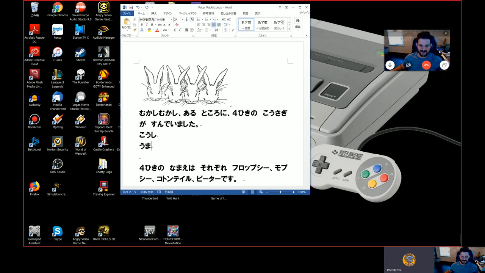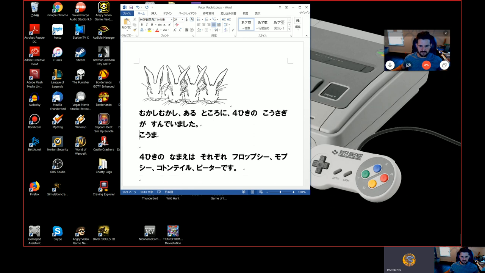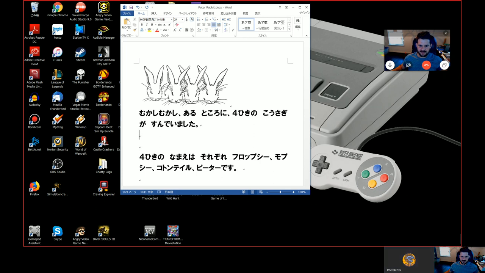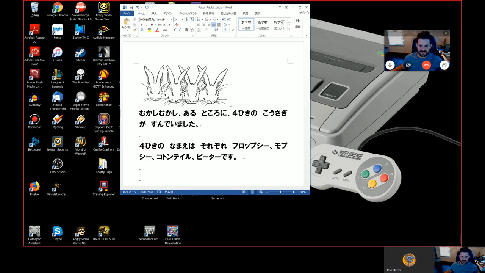Do you know the word uma? It means horse. And kouma means little horse. So kou means little. Kousagi, a little rabbit. Usagi is rabbit. Kousagi ga sunde imashita. Once upon a time, in some place, there lived four little rabbits.